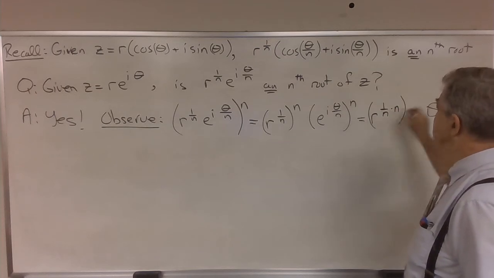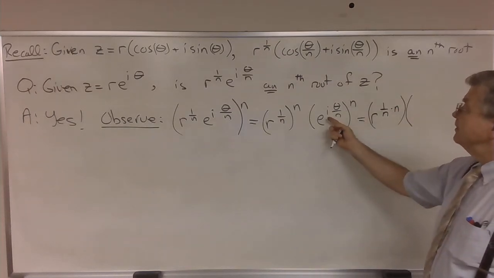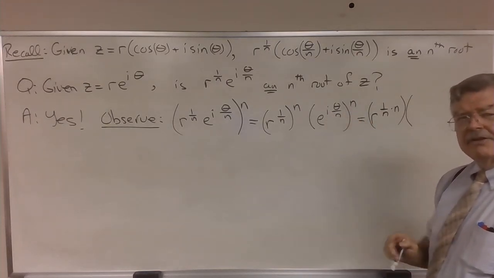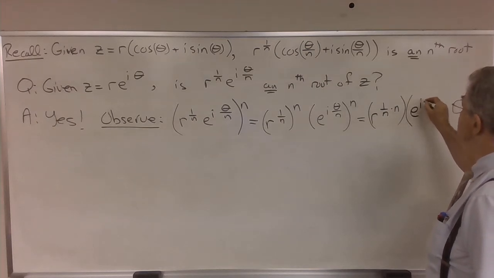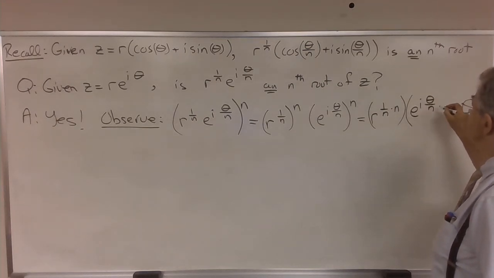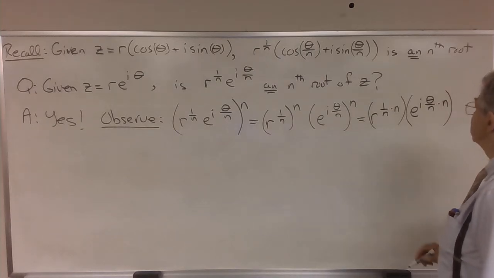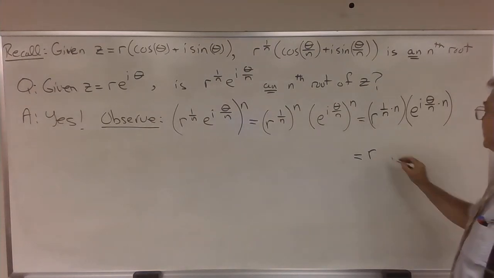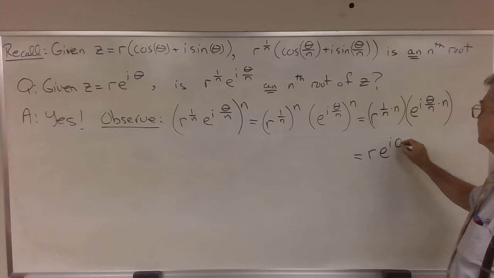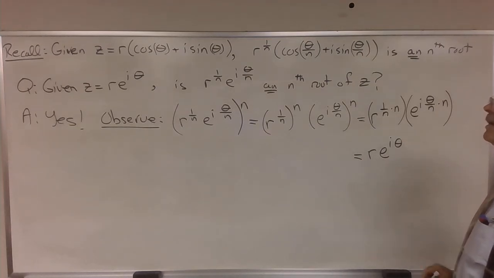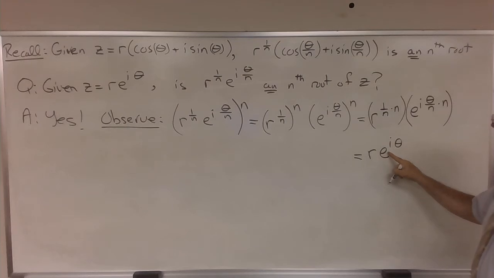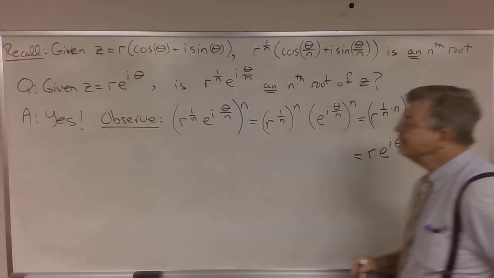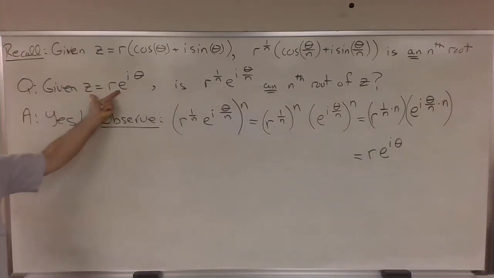And then we get, same thing here, something raised to a power, that whole thing raised to a power. Those exponents are going to multiply too. So we get e to the i theta over n, that whole exponent times n. And so that's going to be r to the first times e to the i times theta. See, r times e to the i theta. That was z, wasn't it?